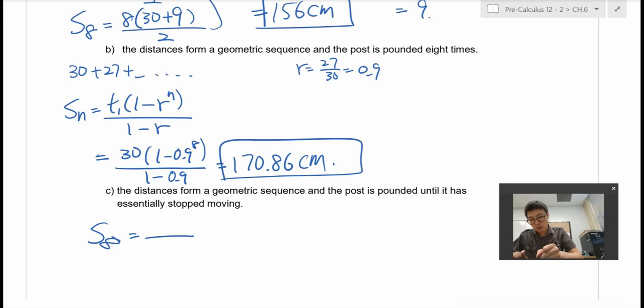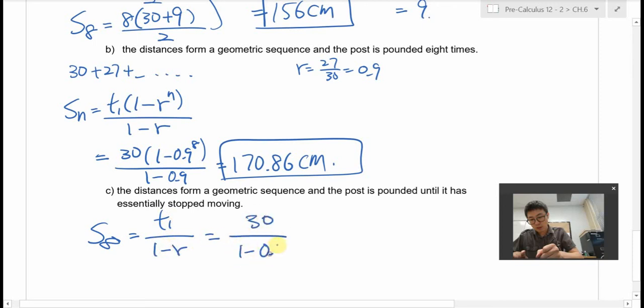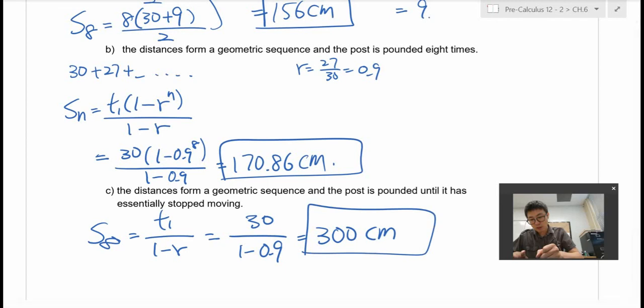That's what we're doing here, sum to infinity. I'll write down the formula: T1 over 1 minus r. T1 is 30, 1 minus 0.9. So this is actually 300 centimeters if you put it into a calculator. Or it's 30 divided by 0.1, which is just 10 times as big, so 300 centimeters. That would be the total distance if you continue to pound the metal.